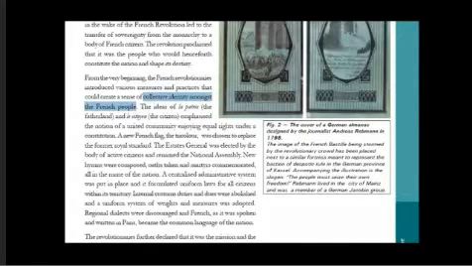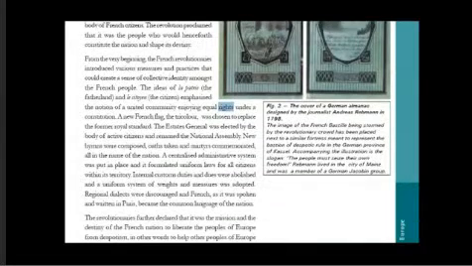Internal customs duties and dues were abolished, and a uniform system of weights and measures was adopted. This was all done by Napoleon. Okay, that was what he did there. Regional dialects were discouraged, and French, as it was spoken and written in Paris, became the common language of the nation. So you can see these were the outcomes of the French Revolution.